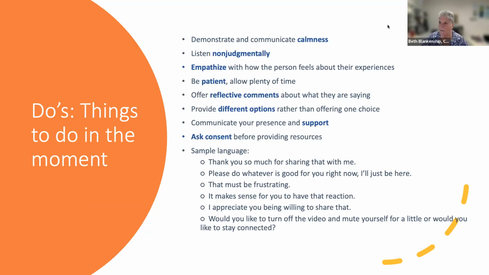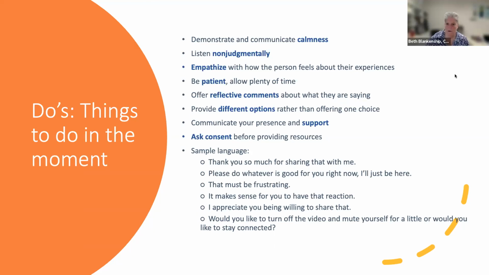Student affairs might know something about healthcare, housing, anything that you have on a list of resources, but letting them know that you respect their autonomy and ability to make decisions about that. So some sample language. It's good to have some things in your toolbox. Thanks so much for sharing that with me. Do what's good for you. I'll just be here, etc.